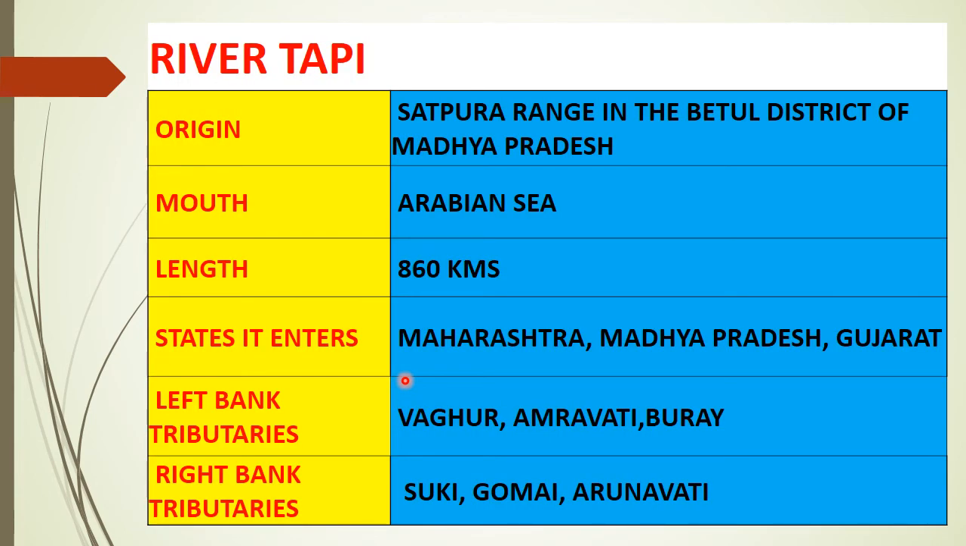A quick recap on River Tapi. Origin: Satpura range in the Betul district of Madhya Pradesh. Mouth is Arabian Sea. Length is 860 kilometers. The states it enters are Maharashtra, Madhya Pradesh and Gujarat. Its left bank tributaries are Bagur, Amravati and Bure. Right bank tributaries are Sukhi, Gomai and Arunavati.